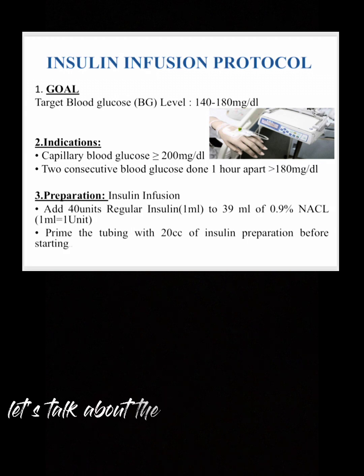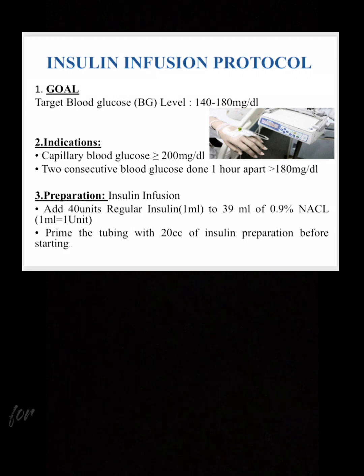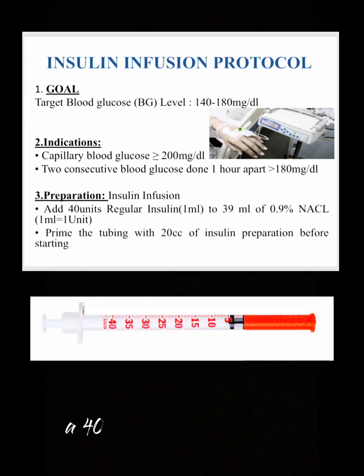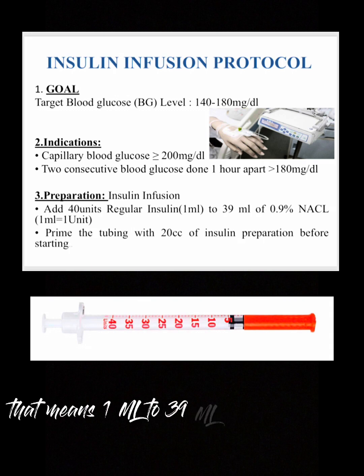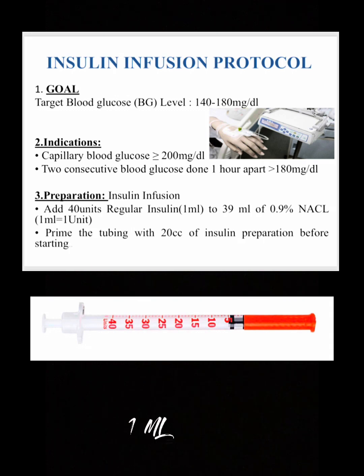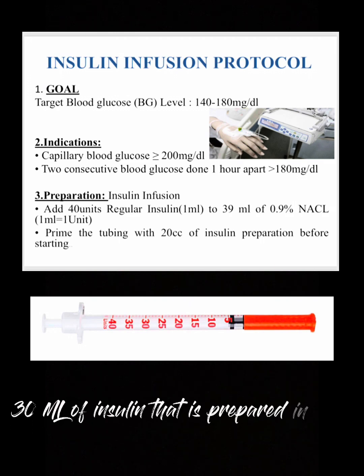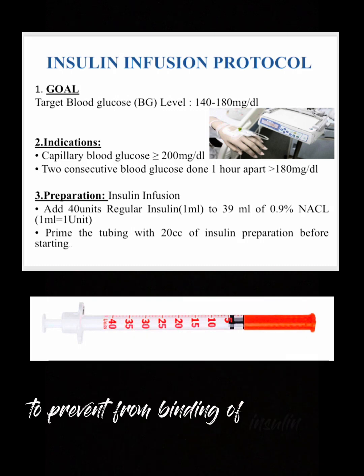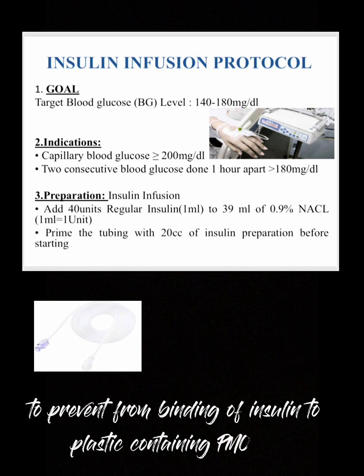Let's talk about the preparation of insulin infusion. For preparing the insulin, we need an insulin syringe. Take 40 units of regular insulin, that means 1 mL, into 39 mL of NS, to make the ratio of insulin 1 mL equals 1 unit. Then prime the tubing with 20 to 30 mL of the insulin prepared in 40 mL before infusing, to prevent binding of insulin to the plastic containing PVC line.